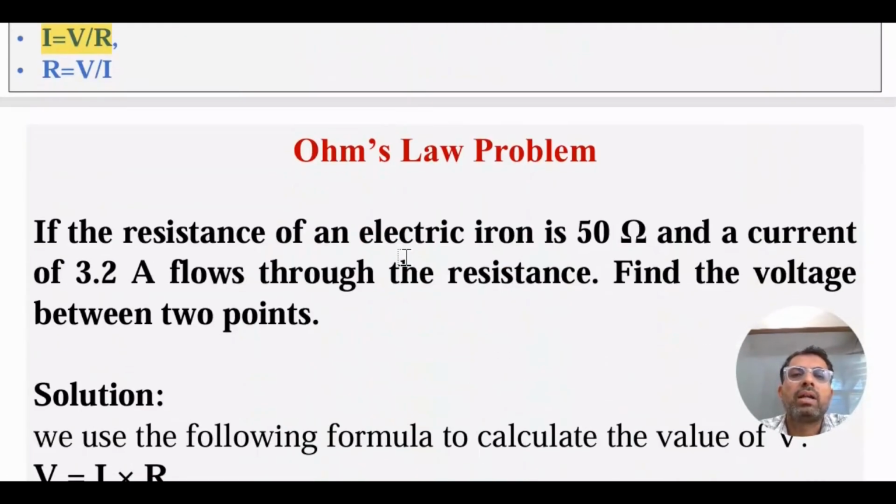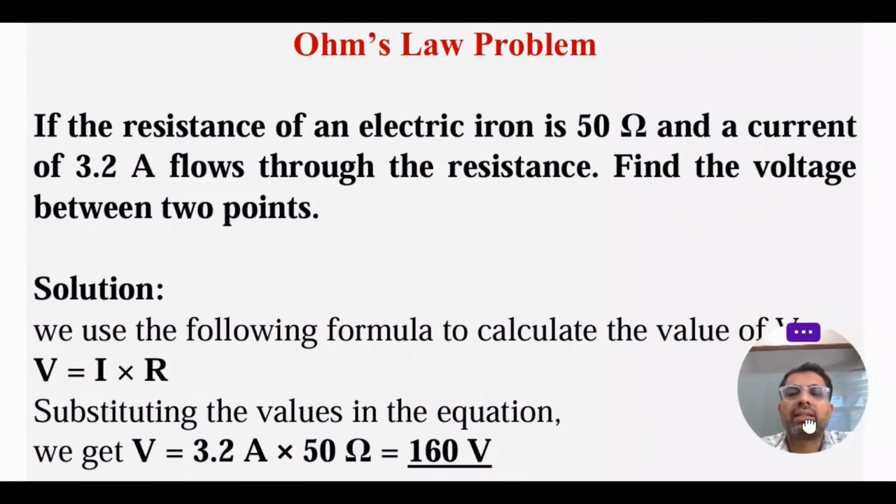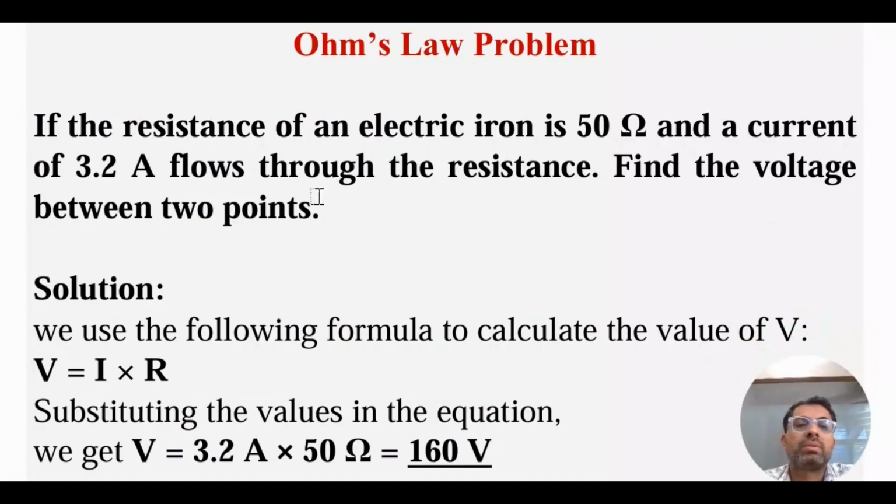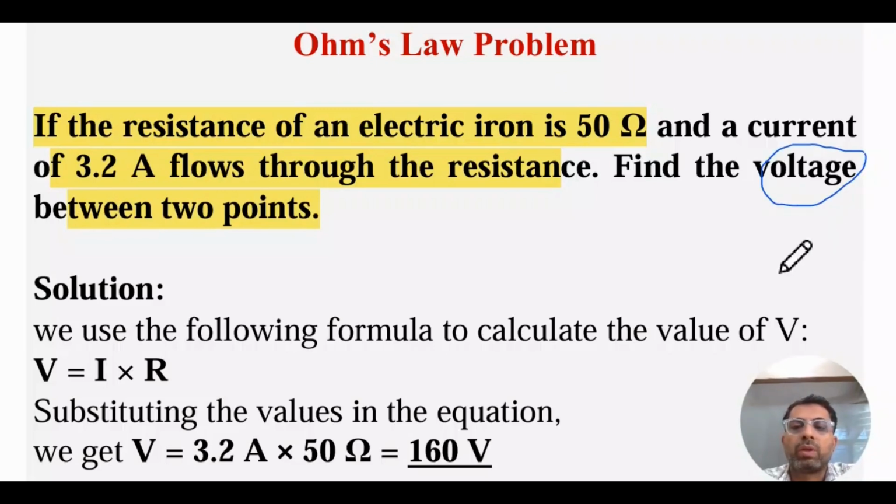Now the question can be like that: calculate voltage or current or resistance using Ohm's law. So if the question is like that, if the resistance of an electric iron is 50 ohm and the current is 3.2 ampere flowing through the resistance, find the voltage between 2 points. Very simple question, right? So what do we have to find, students? Voltage. So what is the formula if you want to calculate the voltage using Ohm's law? That is V is equal to I into R, right?